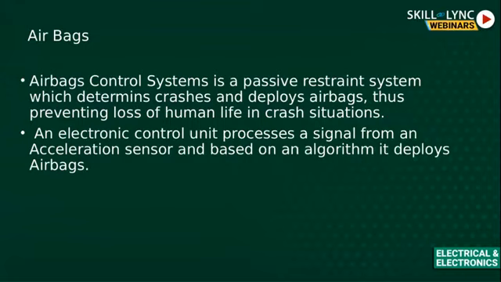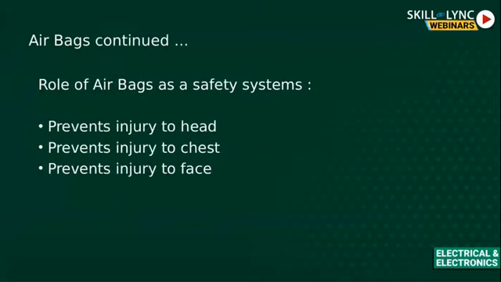So airbag control systems, what are they? It is a passive restraint system which determines crashes and deploys airbags, thus preventing the loss of human life in crash situations. An electronic control unit processes a signal from an accelerometer sensor and, based on an algorithm, it deploys airbags. The role of the airbag is to prevent injuries to vital parts of the human body. What are the vital parts of the human body? It's the head, chest and face.